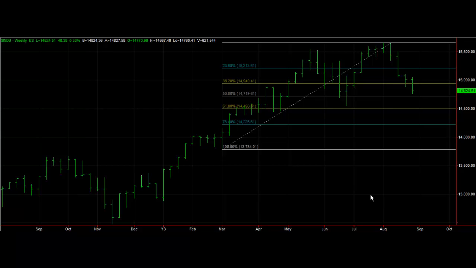The Dow Industrials is at a major level here. It's at 14,719, this 50% retracement line. That's only about 100 points lower than where we currently are. It may actually test this level today or tomorrow before the end of the month.